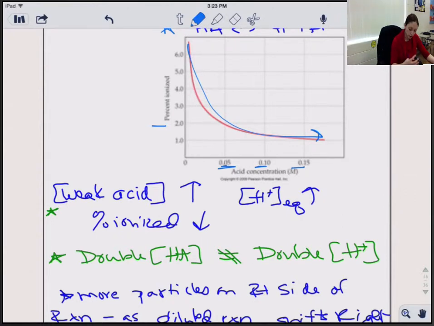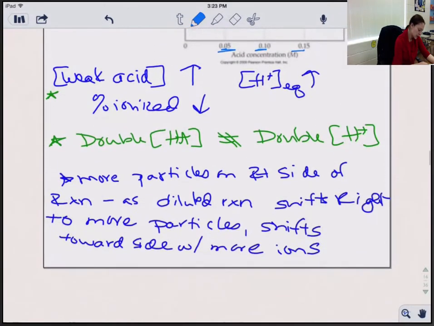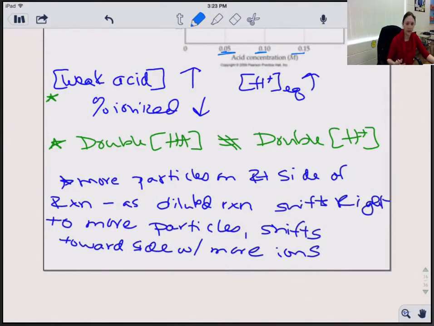So how this works is that you end up having more particles on the right side of your reaction. As the diluted reaction shifts to the right to make more particles, it shifts towards the side with more ions. So you end up shifting more and making more H plus, which means my percent ionization is going to go way down. I'll show you an example here. It's kind of confusing until you see the example and go, oh yeah, look at that.